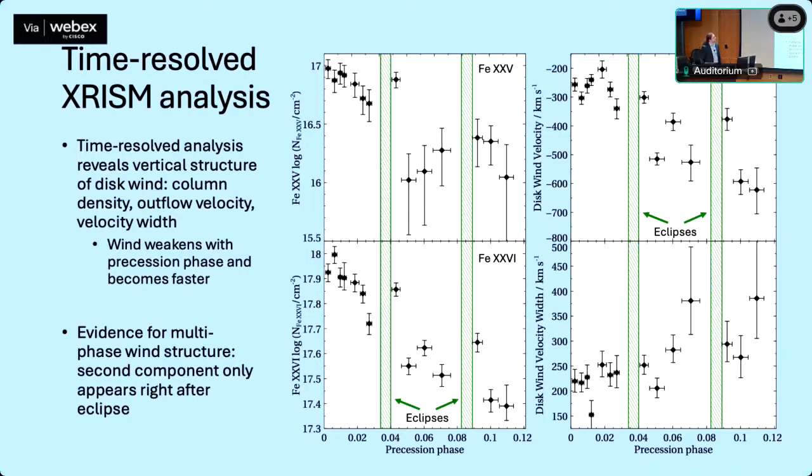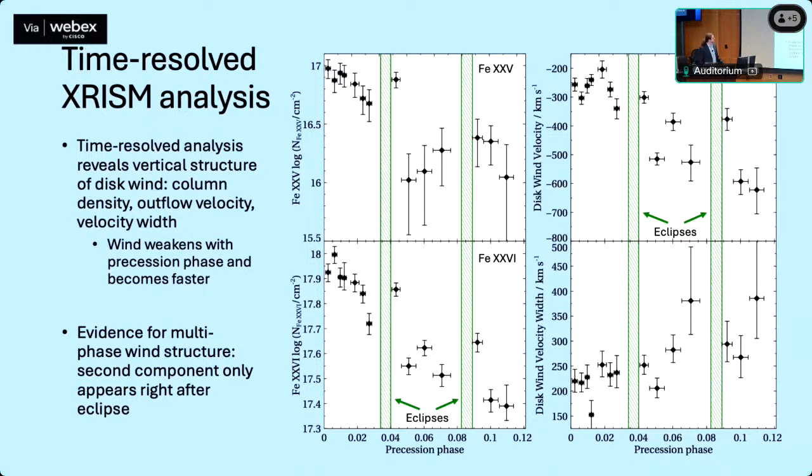So this, especially the increase in wind velocity, is very interesting because it suggests that either the wind is still in the acceleration phase, which means something about its launching mechanism, or at least the streamline is projecting more and more along our line of sight, leading to this increase in velocity.